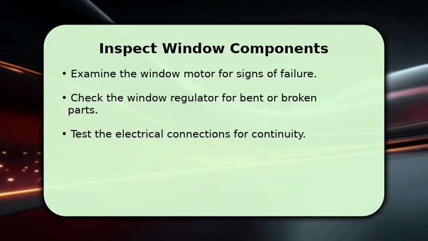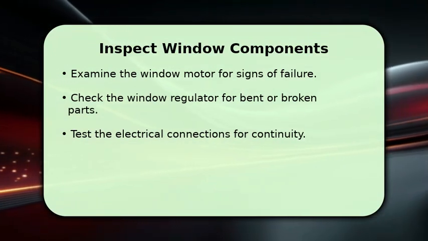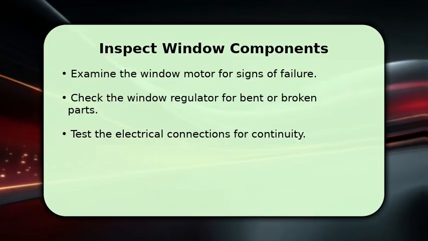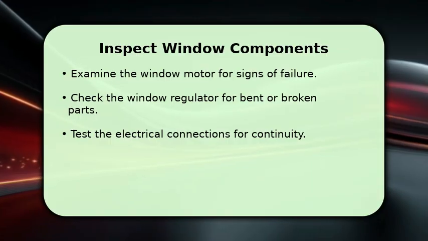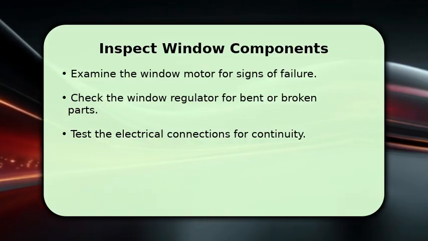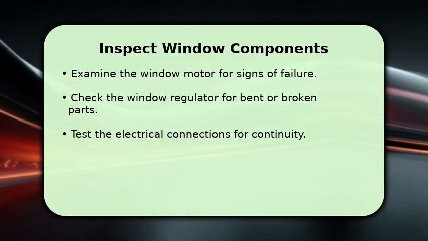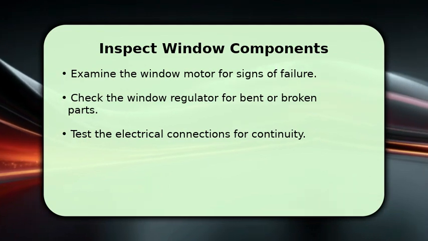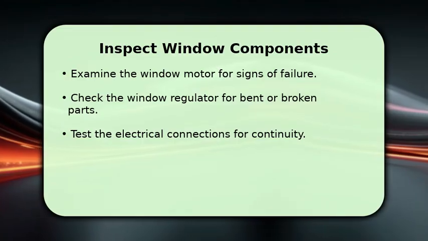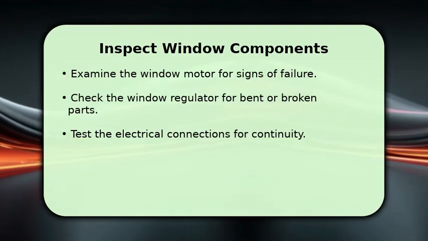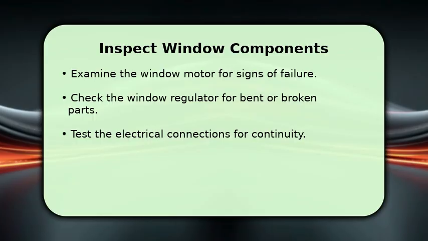With the door panel removed, you can now inspect the window's internal components. Carefully examine the window motor for any visible damage or signs of wear. Next, check the window regulator assembly for bent tracks, broken cables, or any other structural issues. Finally, use a multimeter to test the electrical connections for proper continuity, ensuring power is reaching the motor.